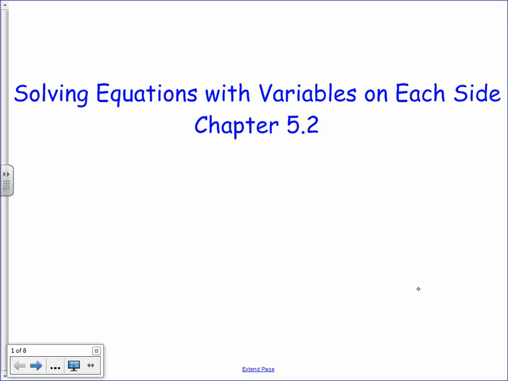All right, this is chapter 5.2. We're going to be solving equations with variables on each side. And on each side, that just means on both sides of the equal sign. So there's going to be a variable on the left and a variable on the right.